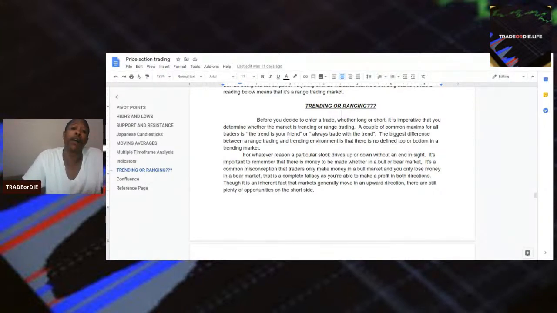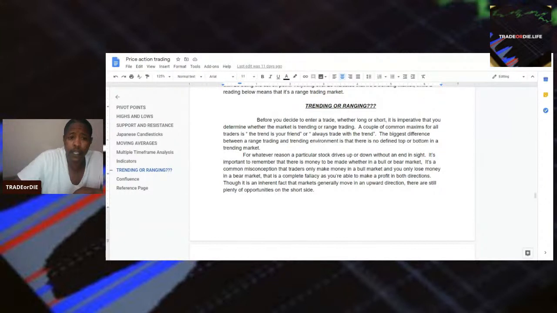Before you enter and trade, whether long or short, it's imperative that you determine whether the market is trending or range trading. Now, the biggest difference between a range trading and trending environment is that in a range market, there's a defined top and bottom. That's what range means, because it's trading between certain points. Whereas in a trending environment, there is no defined top or bottom. When it's a trend, it can go as high as it goes or as low as it goes. It's either or, you know.